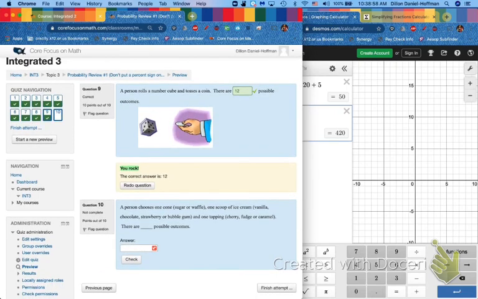Finally, 10. A person chooses one cone, so you're going to count how many options you have on each of the following categories. I've got sugar or waffle. That's 2 choices. I personally prefer waffle cones. Ooh, hand-dipped waffle cones are so good.